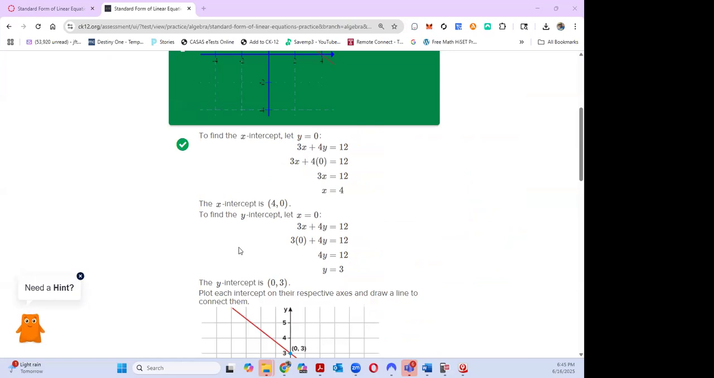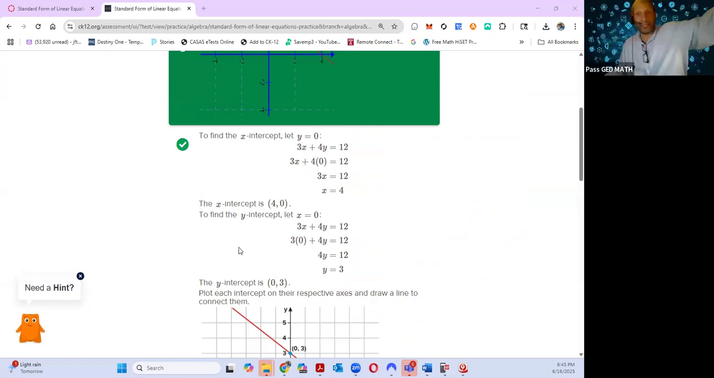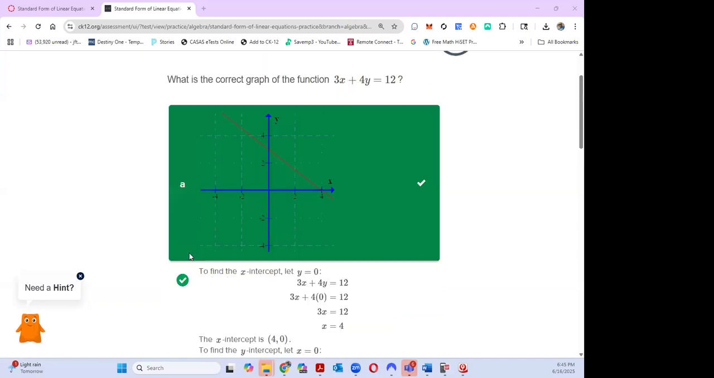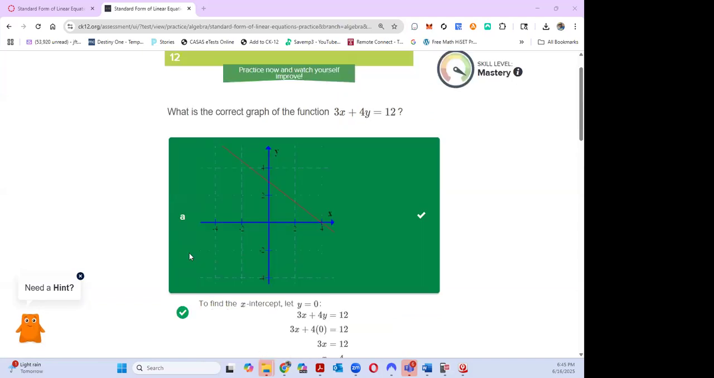Is it positive or negative? A, B, or C? What's the slope? Wait, what's the y-intercept? Start eliminating. Where are you? Say that again. Okay. Oh, I'm trying to. That's what I'm sorry.